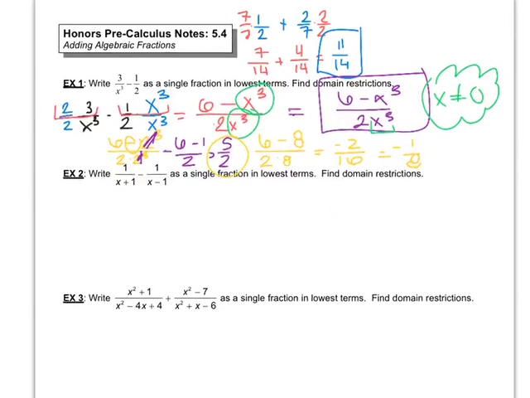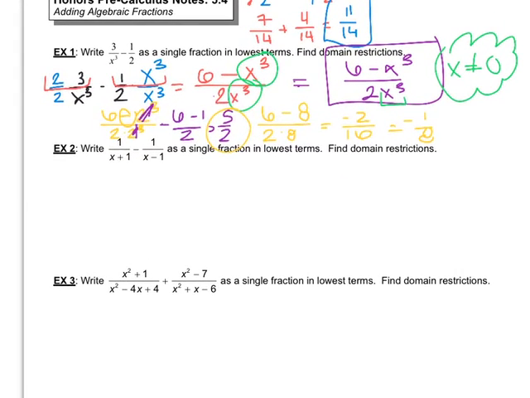Okay, so problem 2. 1 over x plus 1 minus 1 over x minus 1. This is a tricky problem, and I often get people wanting to say the common denominator is x plus 1, or it's x minus 1 squared. And that is not the case. In this one, x plus 1 and x minus 1, imagine plugging a number in for x. Let's say we plug in 3 for x.